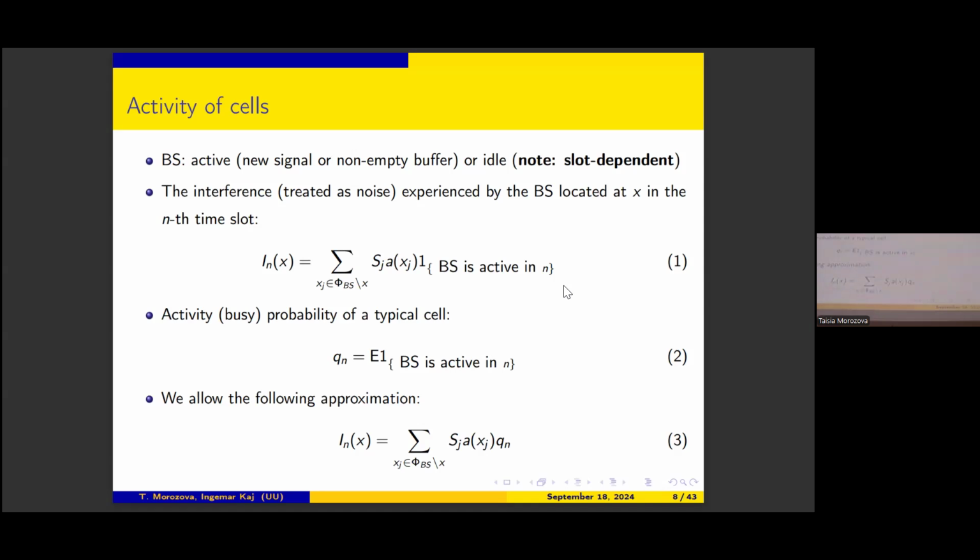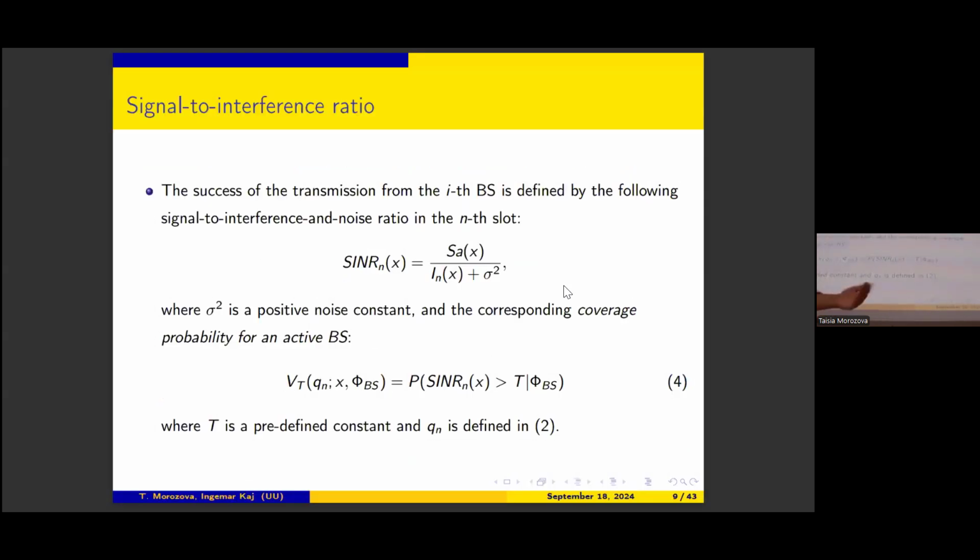Now this Qn is the problem because everything is going to depend on this Qn, and Qn depends on the time slot. So we have some non-homogeneity with respect to time. Yes, so this is the approximation of the interference. And of course, when you use approximations, you lose some accuracy. So the results you get might not be exact, but at least you get a tractable model. And this is what we thought when we did this.